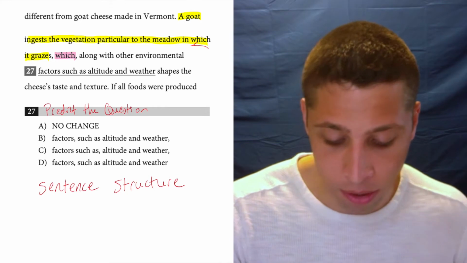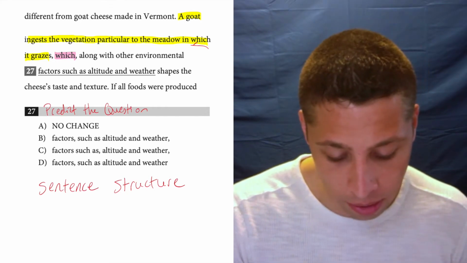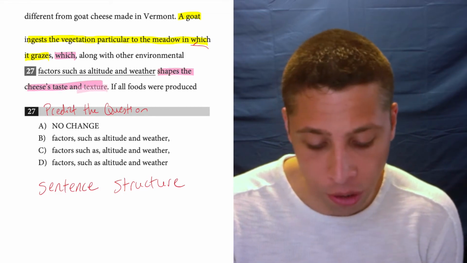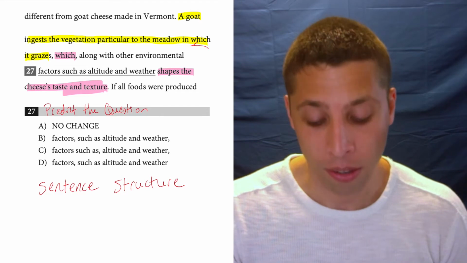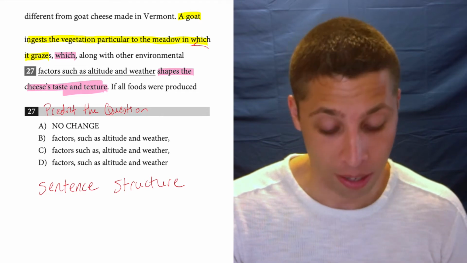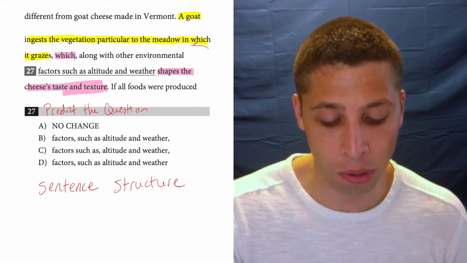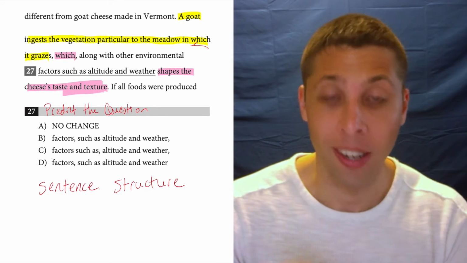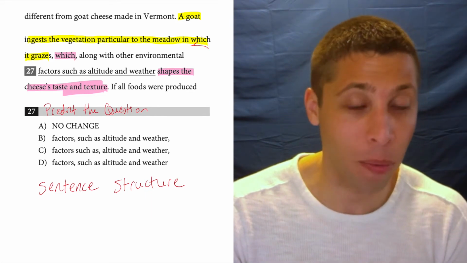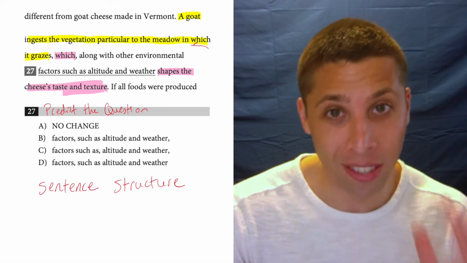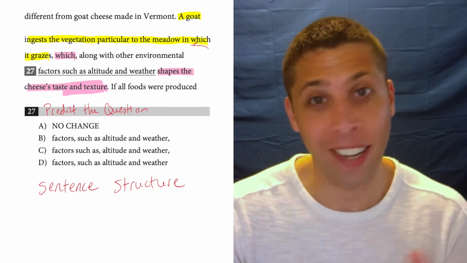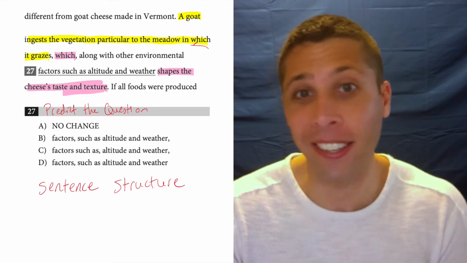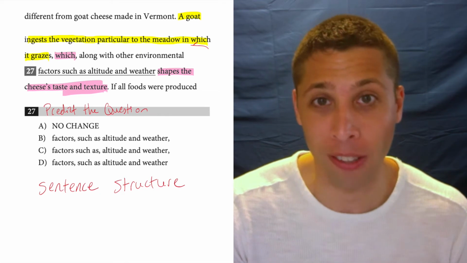So: a goat ingests the vegetation particular to the meadow in which it grazes, which shapes the cheese's taste and texture. Okay, right? So let's skip all that stuff I didn't highlight. A goat ingests the vegetation particular to the meadow in which it grazes, which shapes the cheese's taste and texture. Again, that's a complete idea. Notice how skipping all that extra stuff, I still have a complete thought. It's got an extra clause at the end in pink, but that extra clause is self-contained. It gets a point across.